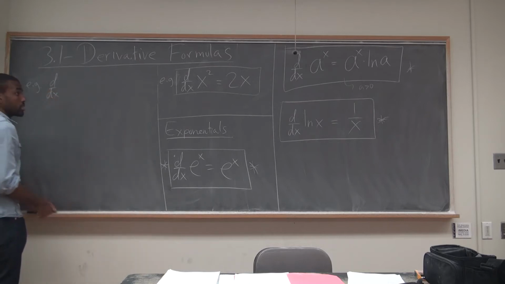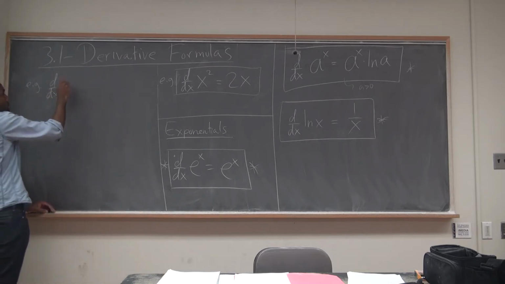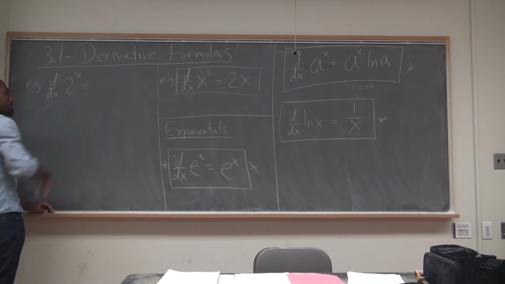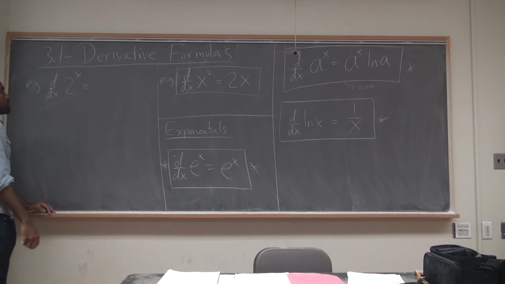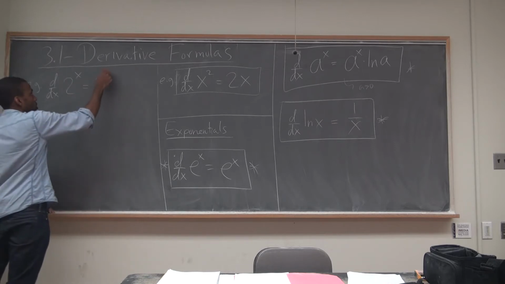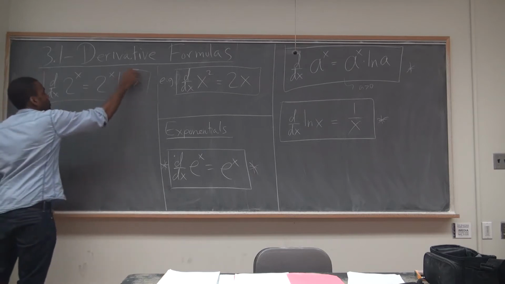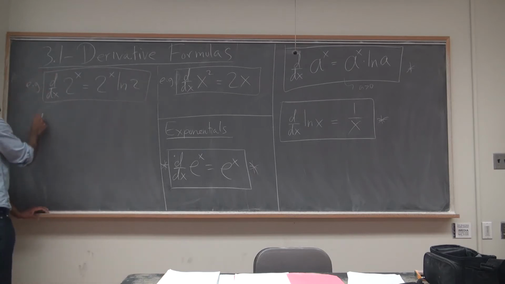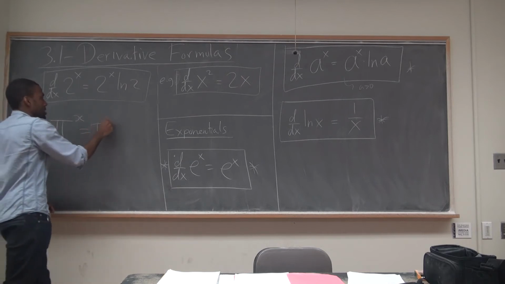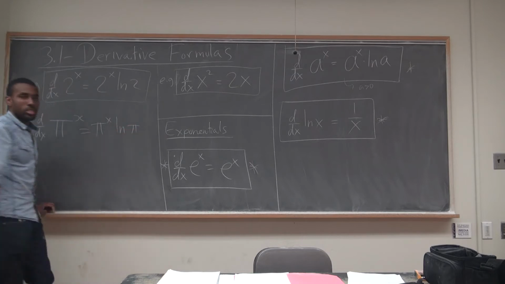The derivative of e to the x is e to the x. I don't really have to tell you anything about that, but if I said 2 to the x, what's that derivative? 2 to the x times ln 2. What if I said the derivative of pi to the x? Panic. Oh, it's pi to the x times ln pi. It doesn't matter, it's just a constant.